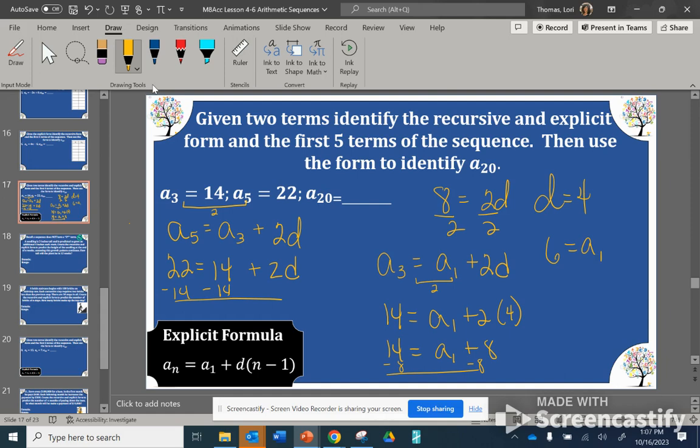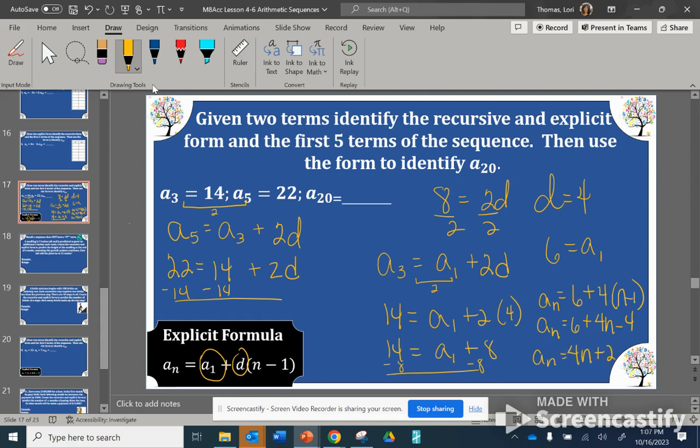So now we can write the explicit formula, which says A sub n equals the first term, 6, plus the common difference, 4, times n minus 1. Now we can simplify this explicit formula to make it look like the slope-intercept form. So we're going to distribute the 4 and combine like terms.